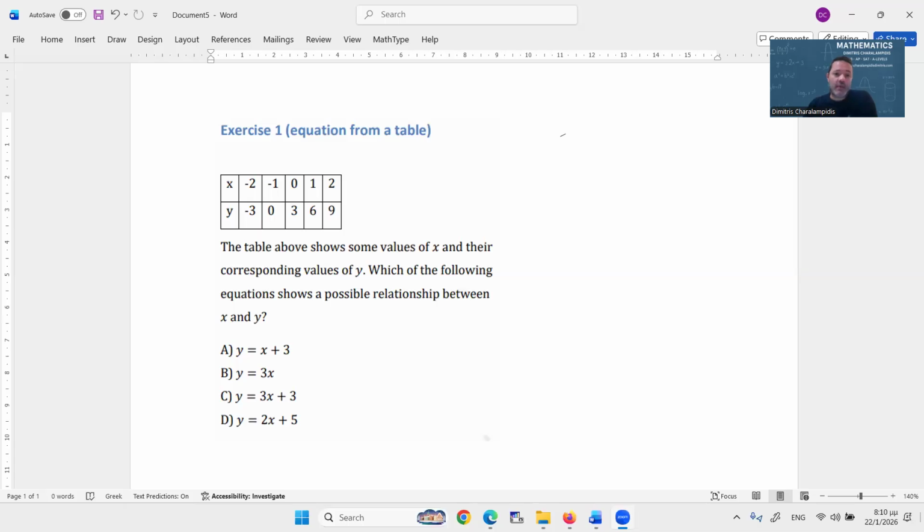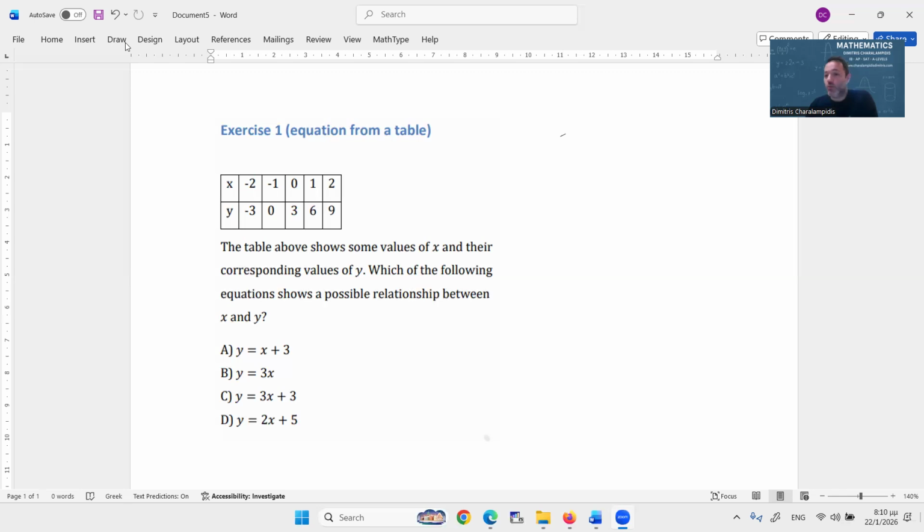Exercise 1. The table above shows some values of x and their corresponding values of y. Which of the following equations shows a possible relationship between x and y? So, we are given certain x values with their corresponding y ones. Now, it's up to us to see which one of A, B, C, D would be the proper equation that can fit all these points.